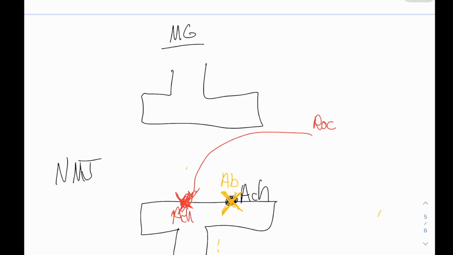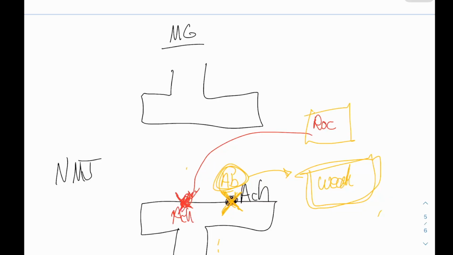So what you need to remember is that in myasthenia gravis, patients already have this antibody. And this antibody is blocking acetylcholine. And so patients at a baseline with myasthenia are going to be weak. Now what ROC does, it essentially acts the same way as this antibody. It will also block the acetylcholine receptor. And so now patients are even weaker. So patients are more sensitive to rocuronium.